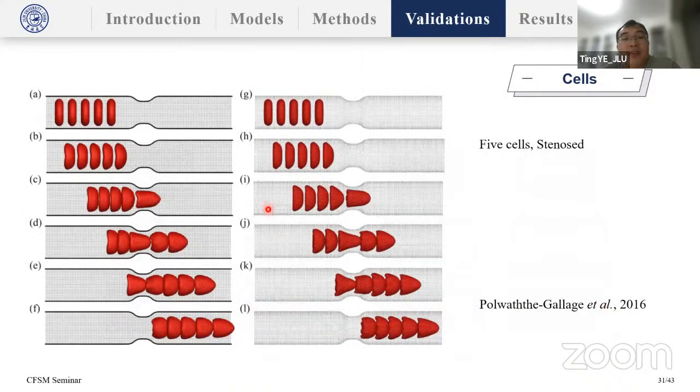Okay, one more for cell deformation validation. In this case, 5 cells pass through the stenosed tube. The left is our result, the right is SPH result. All of the previous cases are for validating the cell deformation model. They are in good agreement with other work.